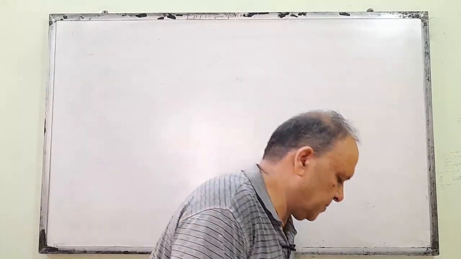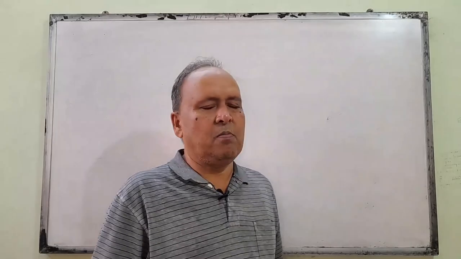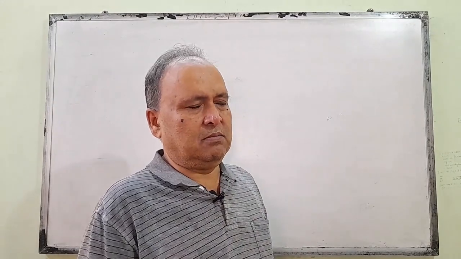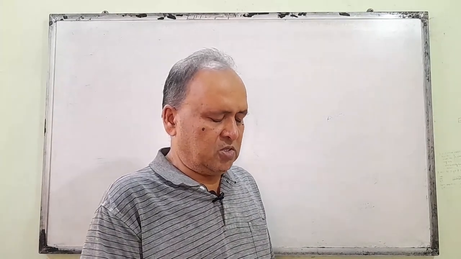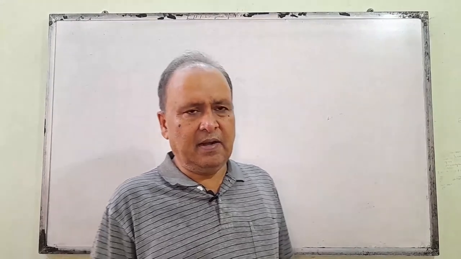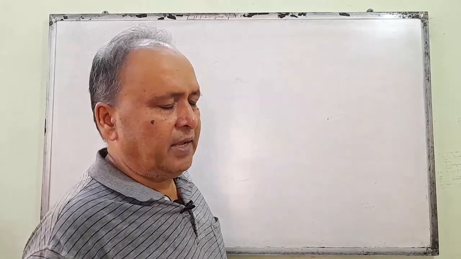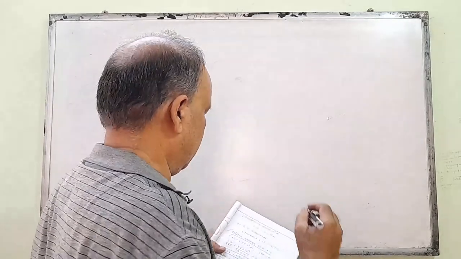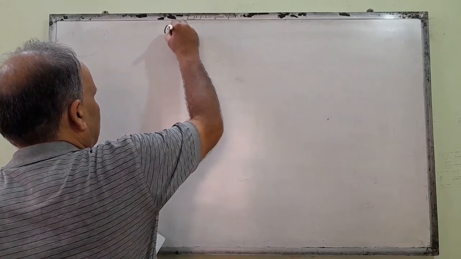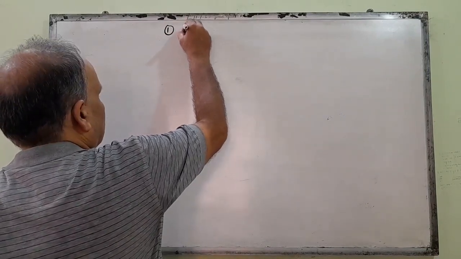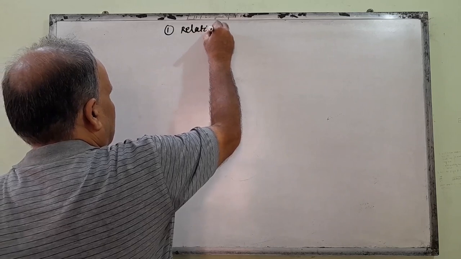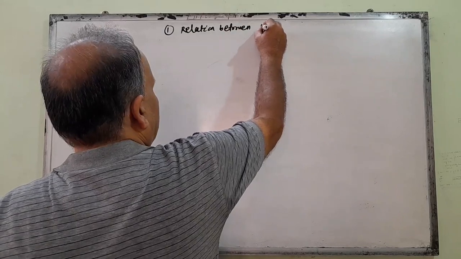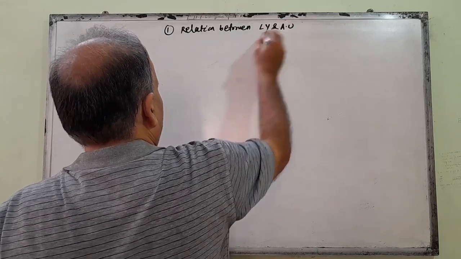In the previous class, I told you about macroscopic units of measurement, that is the astronomical unit, light year and parsec. Today, we find the relation between these three measurements. First you see the relation between light year and astronomical unit.